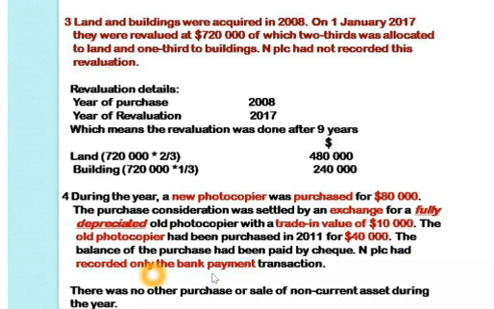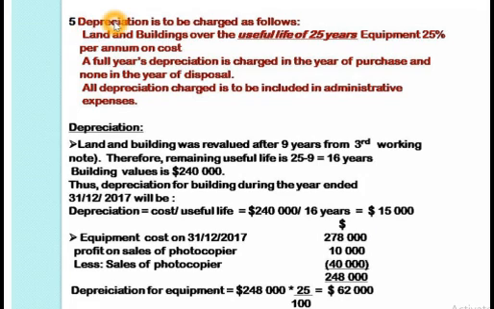NPLC had recorded only the bank payment of the transaction. There was no other purchase or sales of the non-current assets during the year. So this is what is stated in the fourth adjustment. The fifth adjustment states that depreciation is to be charged as follows: land and building over the useful life of 25 years, equipment 25% per annum on cost. A full year's depreciation is to be charged on land in the year of purchase and none in the year of disposal. All depreciation charges are to be included in administrative expenses.